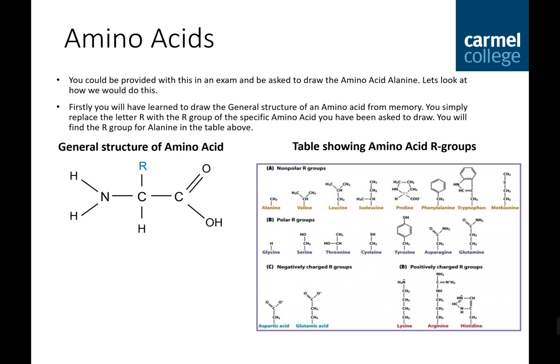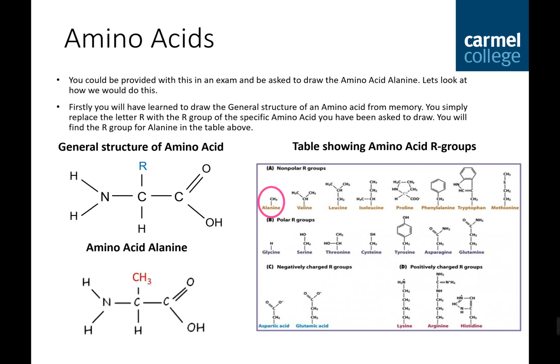The examiner in this situation wants you to be able to draw a molecule of alanine. Alanine is one of the 20 amino acids. The examiner expects that you are able now to draw the general structure of an amino acid from memory, and they will provide you with the table on the right showing the amino acid R groups. You will simply need to look for the particular R group for the particular amino acid that you've been asked to draw, and then replace the letter R with that group.